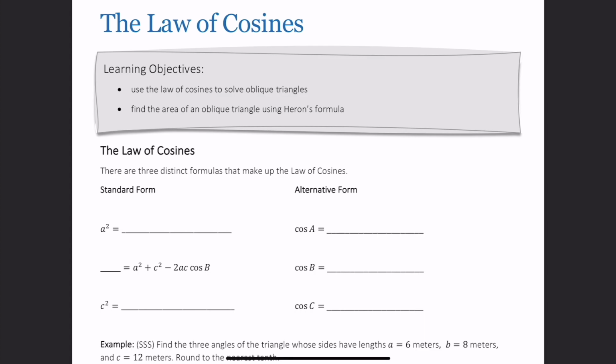In this video, you'll learn how to use the law of cosines to solve oblique triangles and find the area of an oblique triangle using Heron's formula. To begin, let's go over the formulas of the law of cosines in standard form and an alternative form.